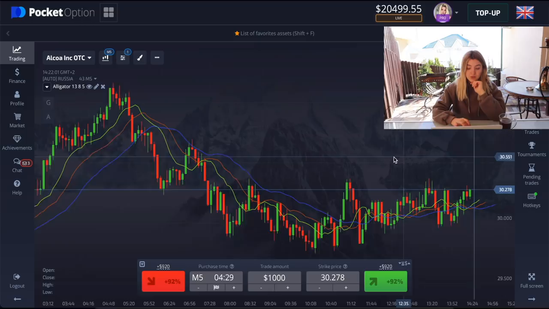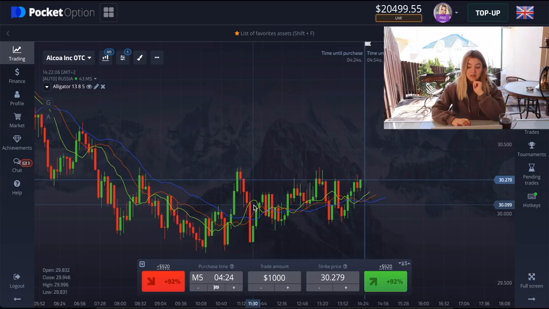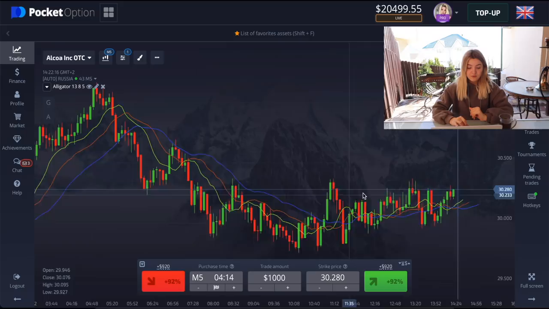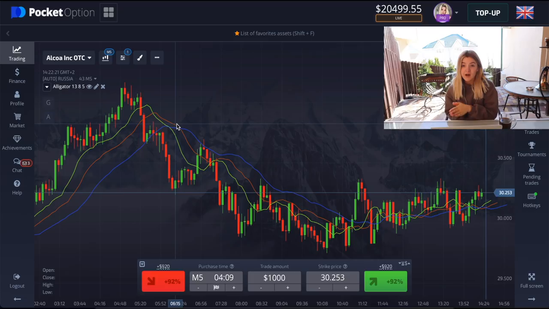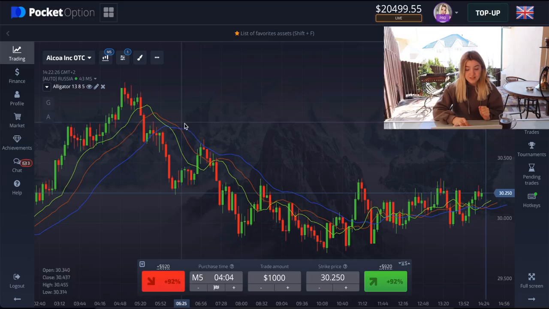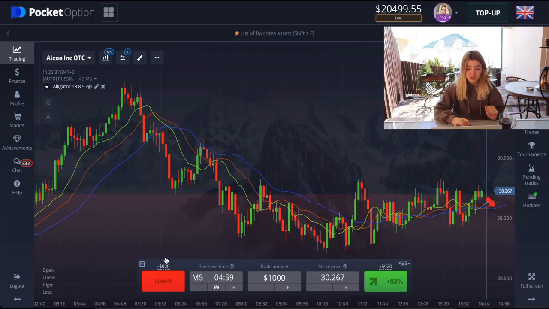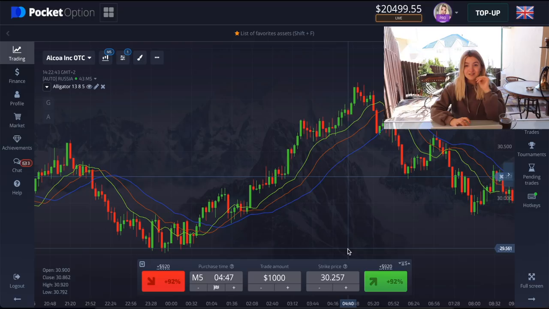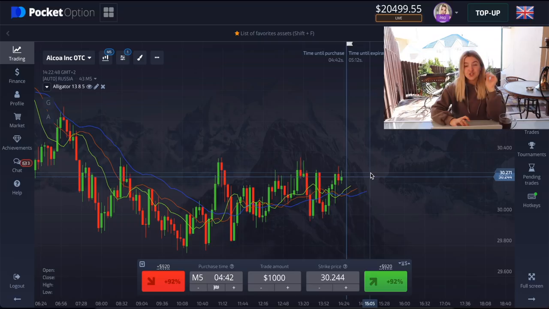What should we do here? For example, when all three lines are crossed with each other, that means the alligator is sleeping and we don't have to do anything. And for example, right here we see that the lines are going apart from each other and the direction of the lines is falling down. Right here we see it, and also right here it's a good moment for us to make a put option. And here we also see that the lines are going apart from each other and the direction of the lines is growing up, and it's a good moment for us to make a call option. I think this strategy is not really hard.